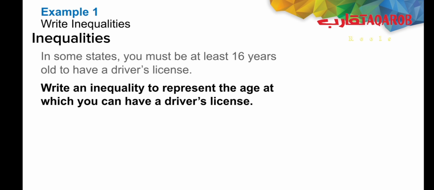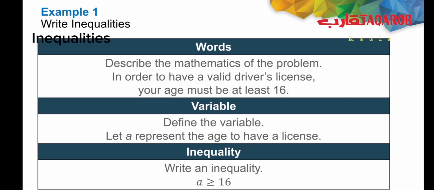So write an inequality to represent the age at which you can have a driver's license. Now, look here. In some states, you must be at least 16. So if you are 15, you can't take a license. If you are 16 and above, you can take it. Using the steps and the strategy we use, starting with the translation, there is the word at least, then use a variable to represent the unknown quantity, then form it: A is more than or equal to 16.